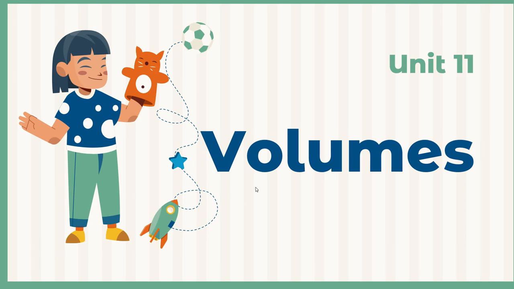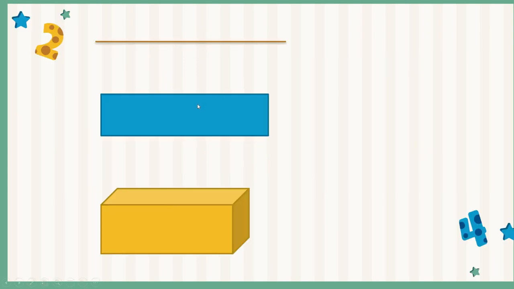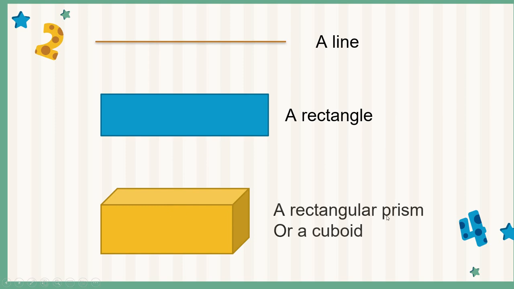Let's start our lesson. It's about volumes. Let's begin. Bismillah. I have here three shapes. This shape is a line, and this one is a rectangle, and this one, you took it in third grade. Yes, it's what? A rectangular prism or a cuboid.